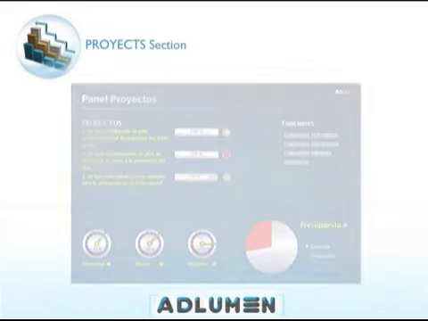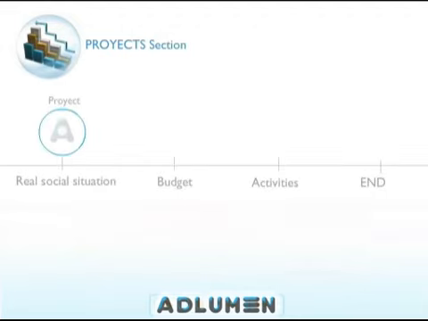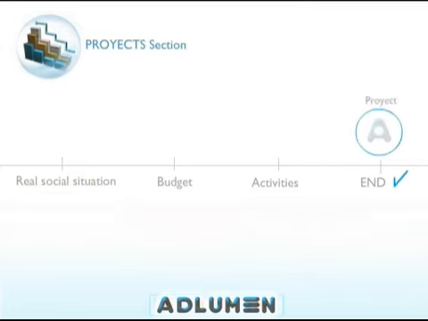are shown. A project managed and monitored in ADLUMEN should be based on objectives defined within a social situation, an acquired budget, and established activities for the project's development, which will lead to timely completion of the project, as established at the beginning of the process. This is the nature of the logical framework approach.